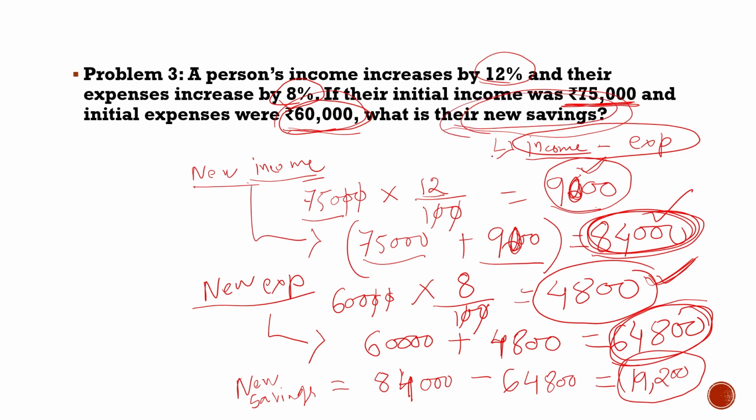So first I have to apply this formula that savings is always equal to income minus expenditure. So you have to find out the new income, where you have to apply the 12% increment, and then you have to find out the new expenditure, where you have to apply the 8% increment in expenditure. And when you have found the new income and new expenditure, you have to subtract those two and you will get your answer, right? So let us move to the next problem.